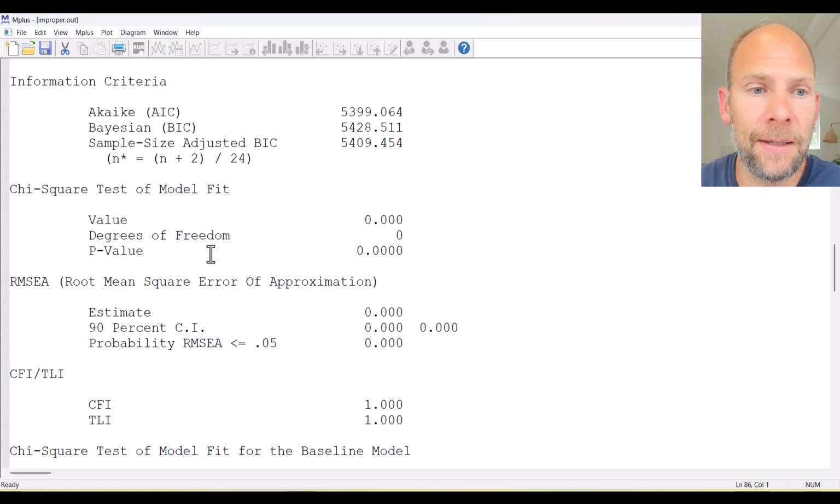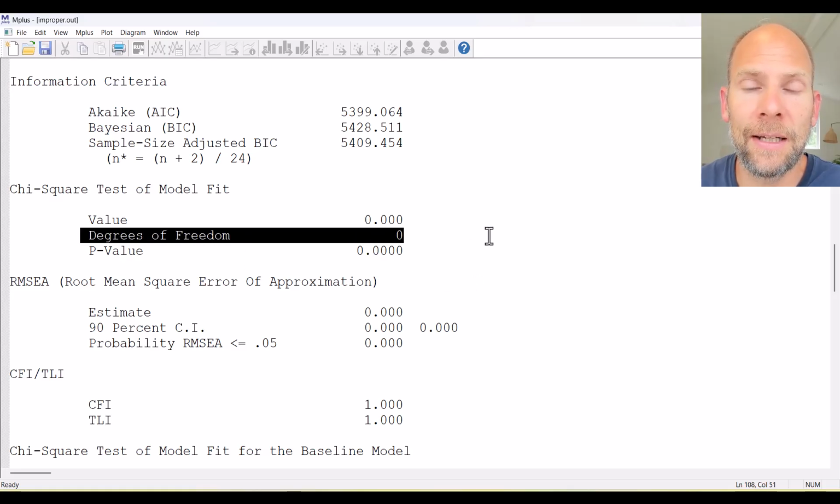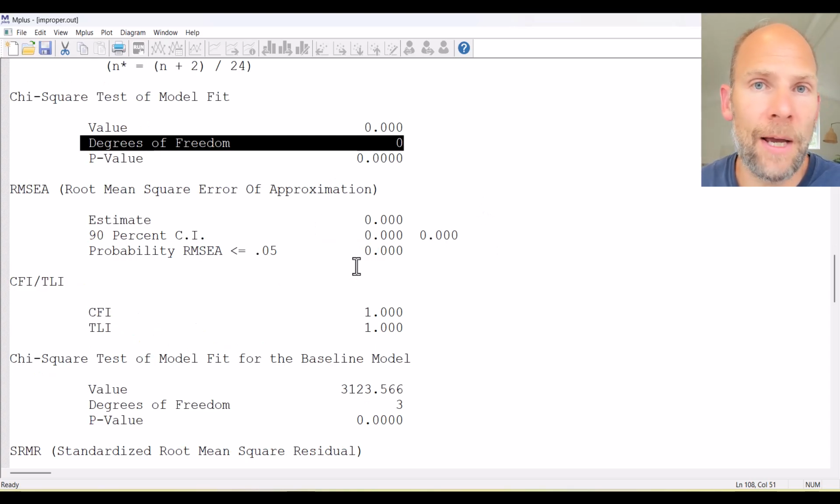You can see here in this case, the model is saturated. It has 0 degrees of freedom, but this is not the reason for the problem. We can have improper parameter estimates also for models with positive degrees of freedom that are over-identified. So this is not what this is about here. In this case, we have a saturated model because there are 3 indicators and only 1 factor, and that is always something that is saturated.